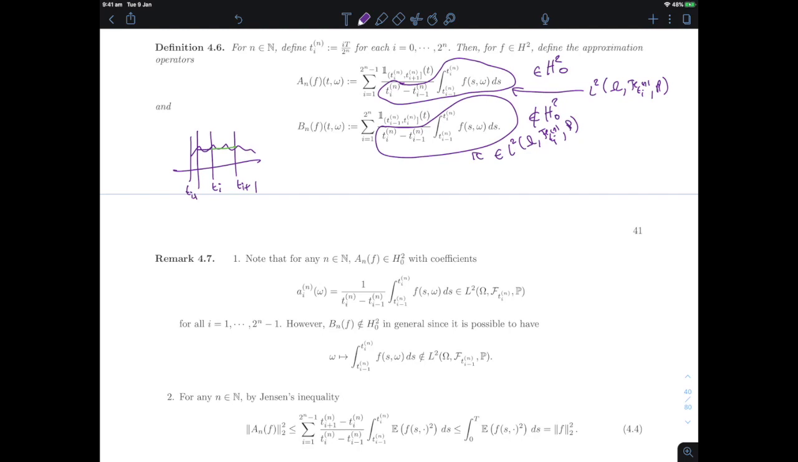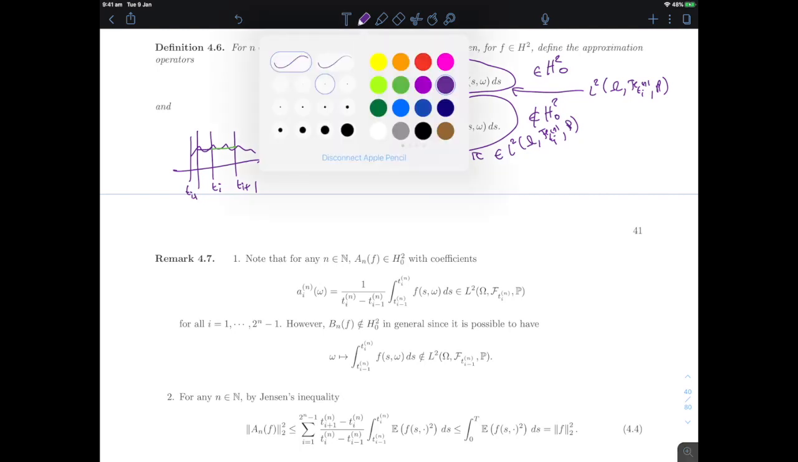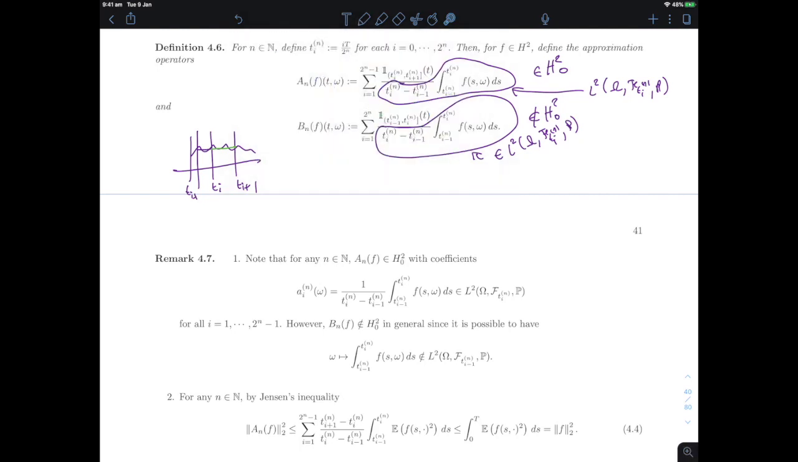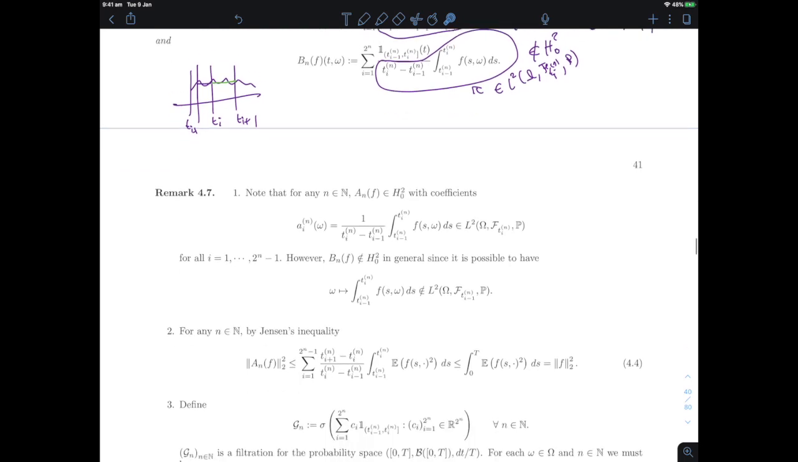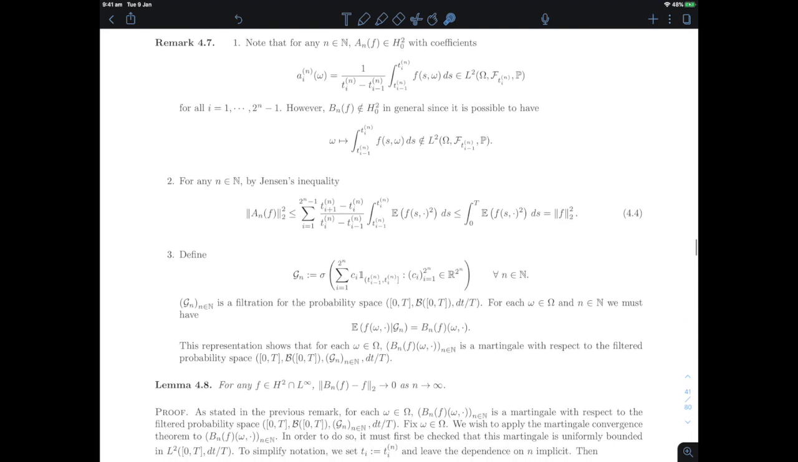BN makes sense from the point of view of martingale approximation, and you can't conclude the proof using only one of those. So what we're going to do is use BN first to already make the process better, although not yet in H2 naught, and then we're going to apply AN to that BN. This double approximation by AN and BN is going to give us the approximation of generic H2 processes by an H2 naught process.